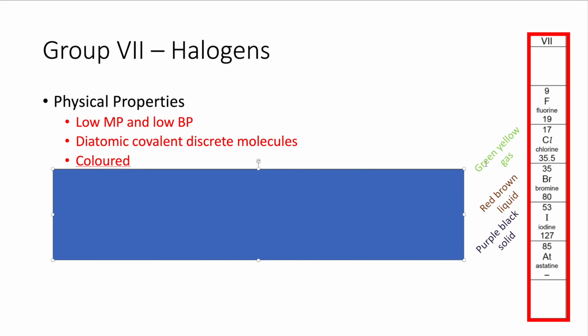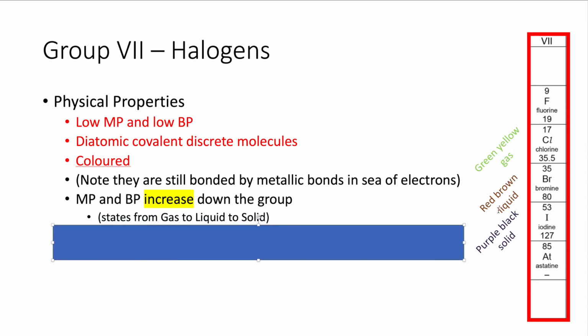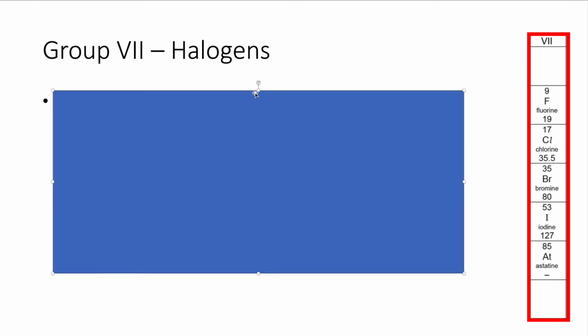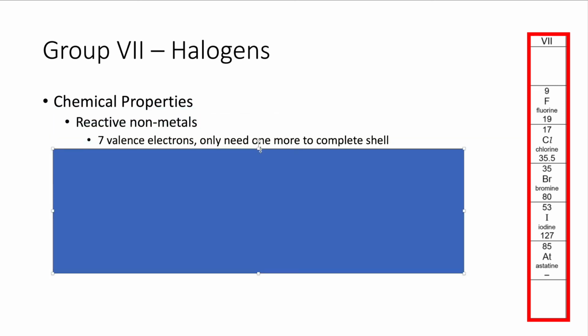So going down the group, the melting and boiling points increase. The color gets darker and darker. The state goes from gas to liquid to solid. And because of trends like this, we are able to also predict and anticipate the properties of the next one. These are reactive non-metals because each of them has already 7 electrons in the valence shell. It just needs to receive 1 more electron to form an ion.